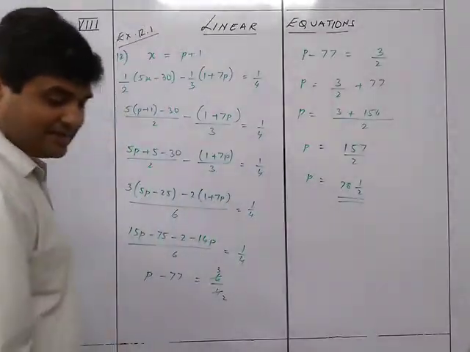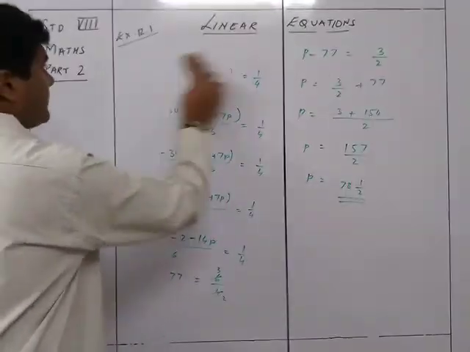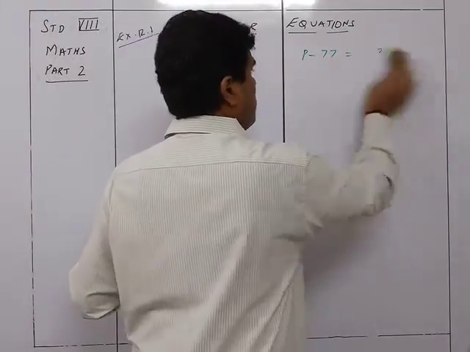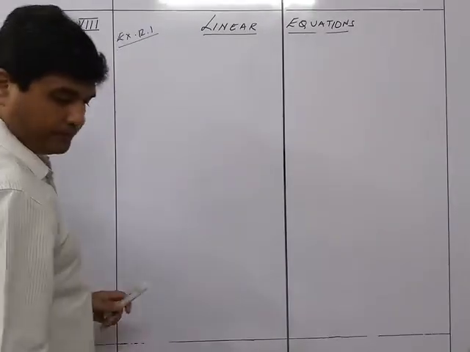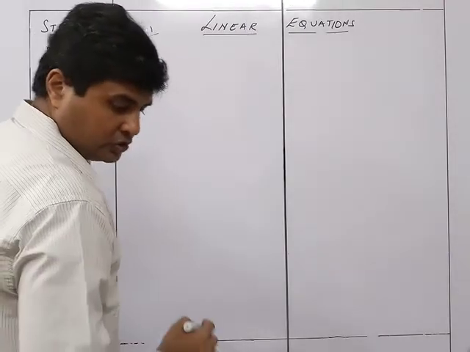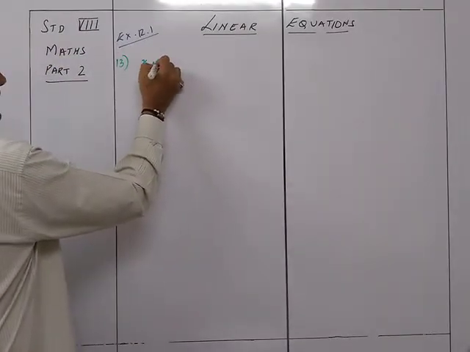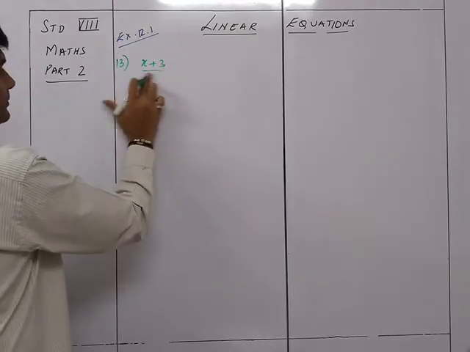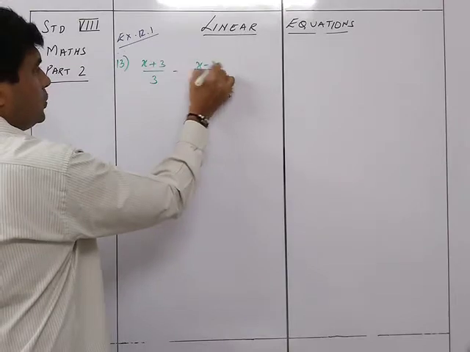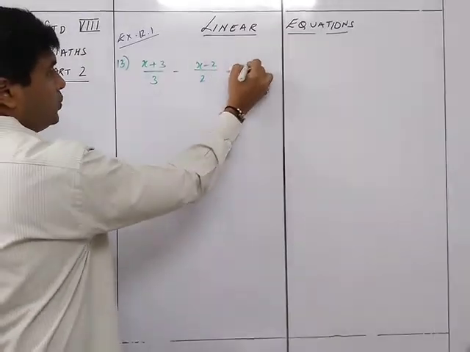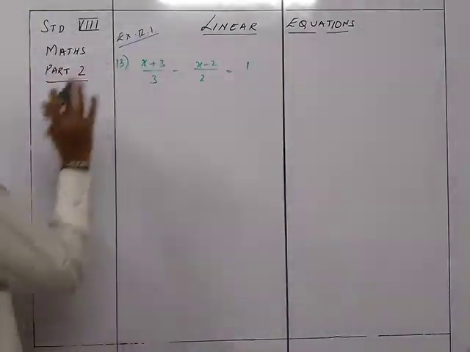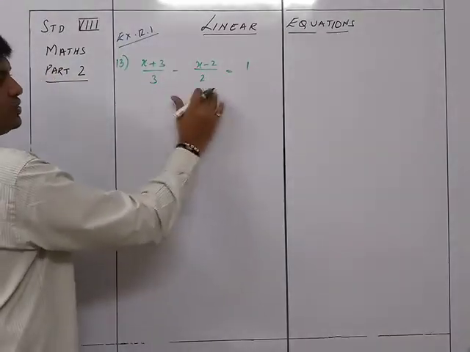Now we move on to the last sum of the exercise, that is sum number 13. Okay, sum number 13. Solve x plus 3 upon 3 minus x minus 2 upon 2 is equals to 1. And then hence find the value of p. Okay, we'll see that later. First let's find the value of x. So here you know the LCM is going to be 6.